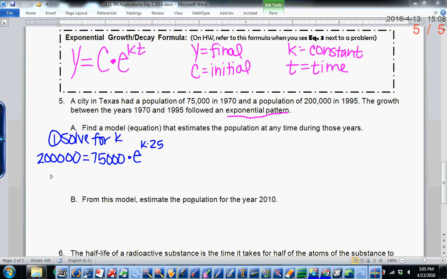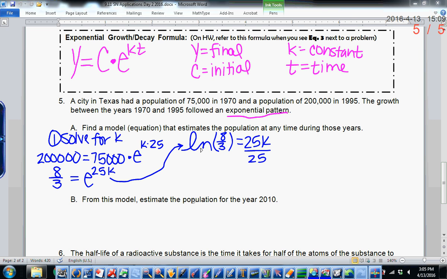So go ahead and divide that and turn it into a simplified fraction. What does that give you? 8/3 equals e to the 25k. All right, what are we ready to do now? Good. Rewrite it as a log because we are solving for k, which is in the exponent. Okay? So log base what? e. So when we have a log base e, that's our natural log of 8/3 equals 25k. And then what?